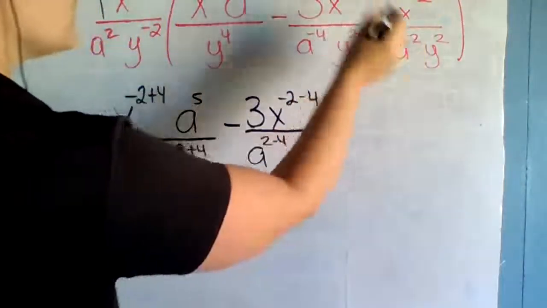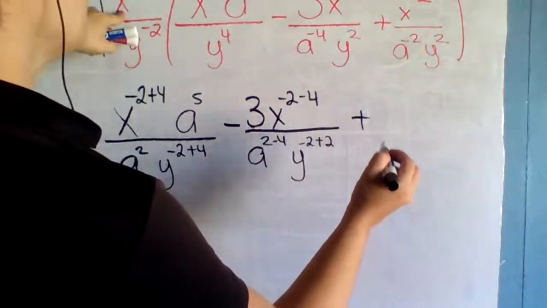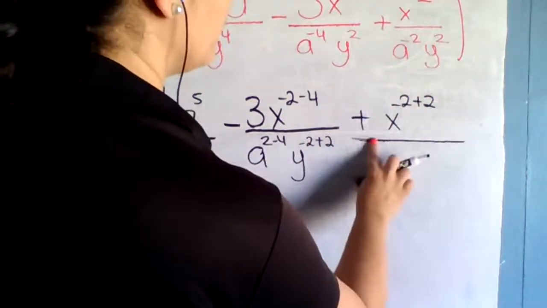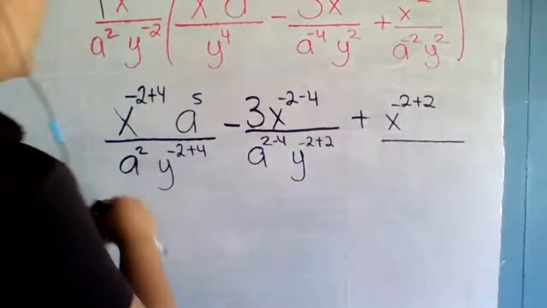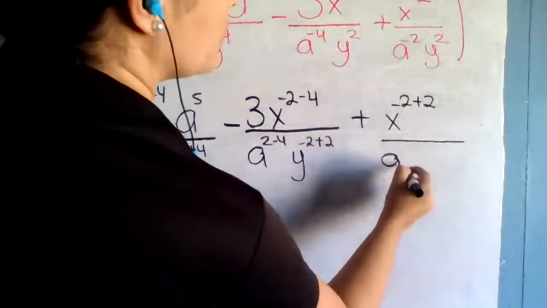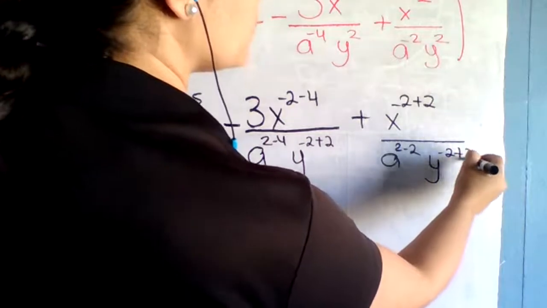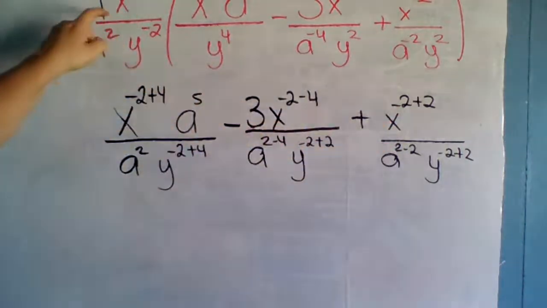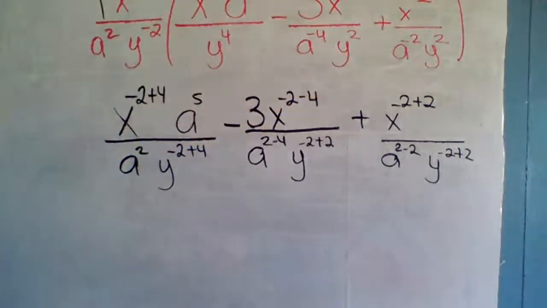Okay, and then the last one here is multiply times this, and again 1 times 1 is positive 1, and then x negative 2 plus 2, and on the bottom we're going to have A2 minus 2 and Y negative 2 plus 2. Okay, notice that again, I haven't tried to make anything work with each other. It's just multiply this times this, then this times this, and then this times this. Okay, that's all I have to do.